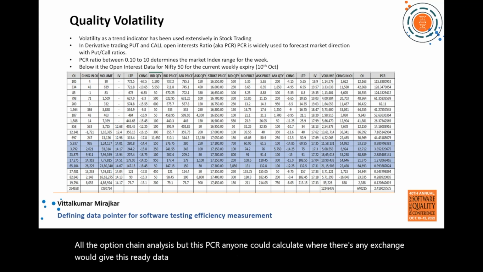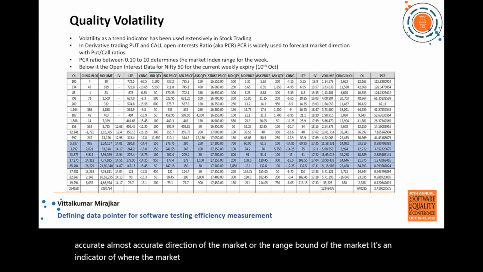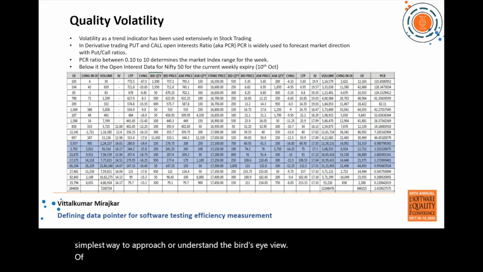Now, this PCR is a very simple ratio which gives you an almost accurate direction of the market, or the range bound of the market. It's an indicator of where the market stability is, which range it is. I just thought this is the simplest way to approach and understand the bird's eye view of any concept that we are talking about.